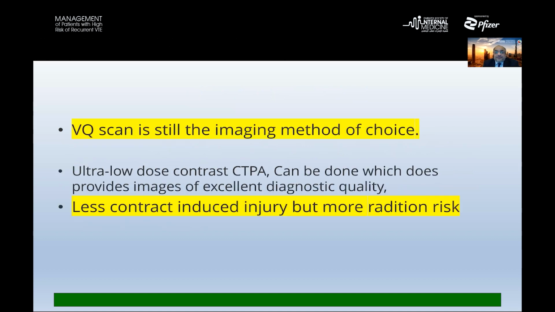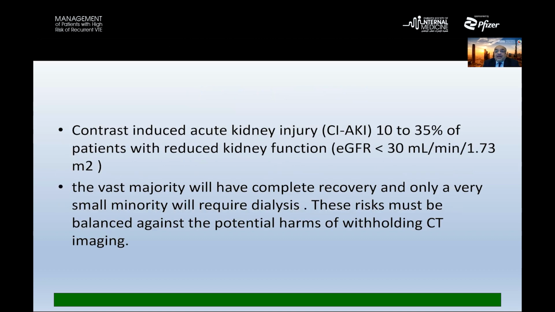But how much? They ask. It's from 10% to 35% contrast-related kidney injury, depending on the score. People use the Mehran score, and other people use other scores. It has points, like hypotension, heart failure, diabetes, age more than 75, creatinine more than 1.4, and anemia. All of these have points. Based on these points, you will tell them this much is the incidence of injury.